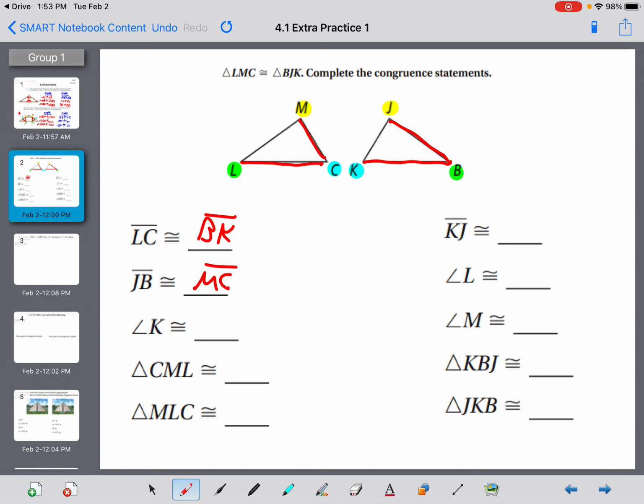Angle K is your blue angle. It's congruent to angle C. All right, triangle CML is congruent to triangle KJB. Triangle MLC, yellow, green, blue, is congruent to JBK. Notice how the order matters here. All right, then why don't you pause and try these on the other side.